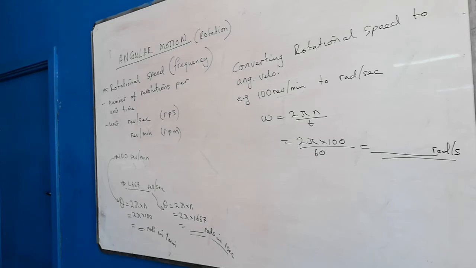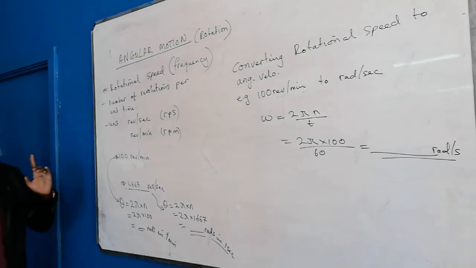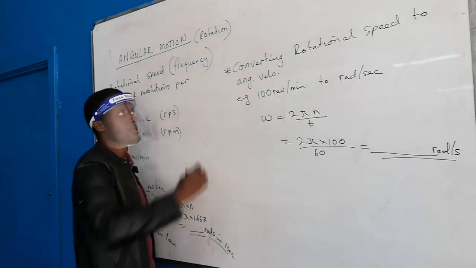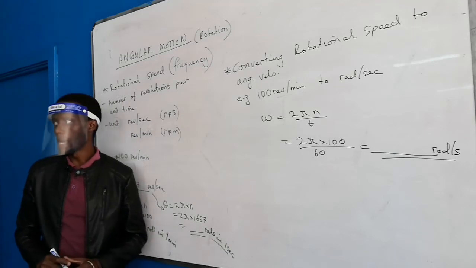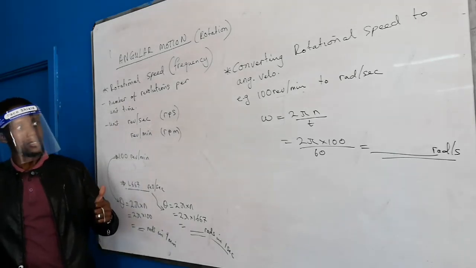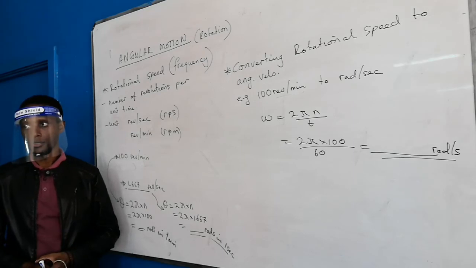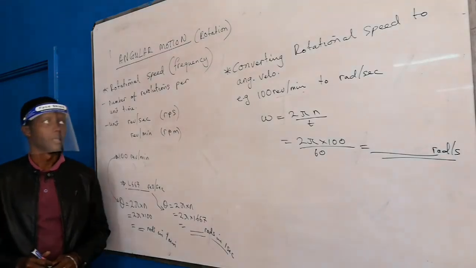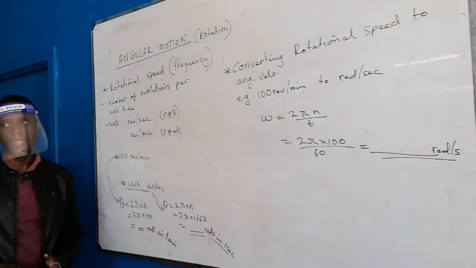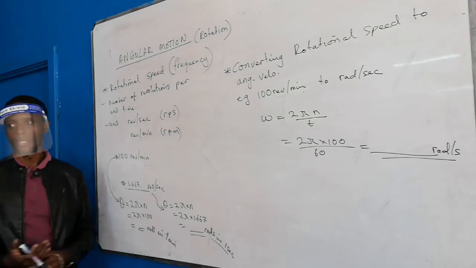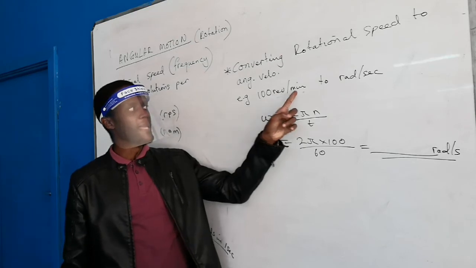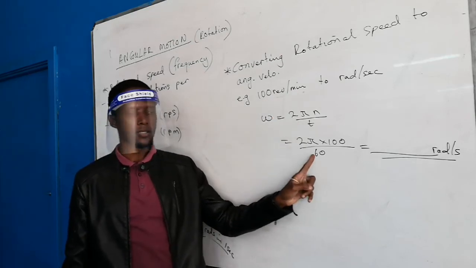That's what you'll be doing. Please, by all means, let's know how to convert from revs per minute to radians per second. Okay, so here are some pointers. If it is revs per minute, divide by 60.